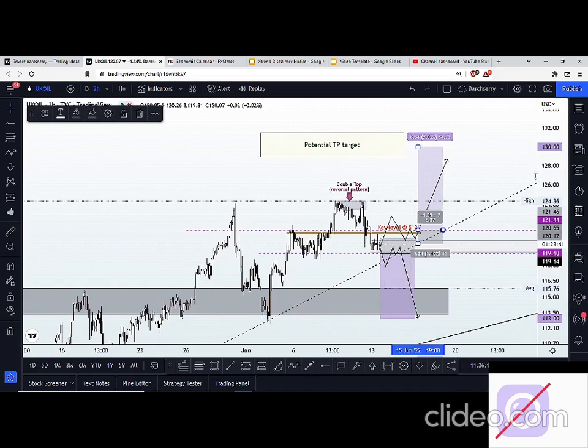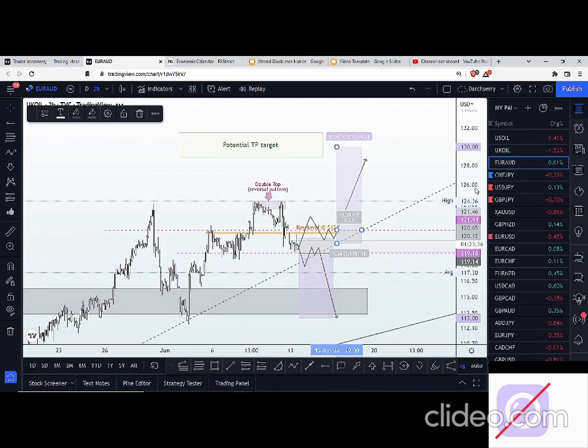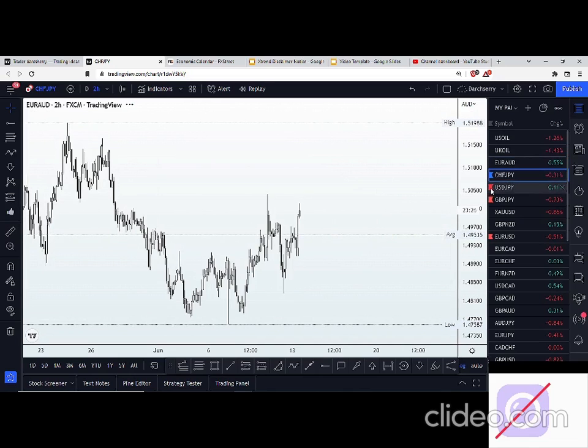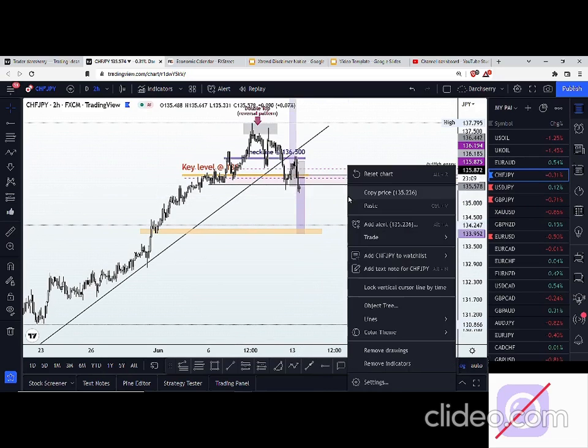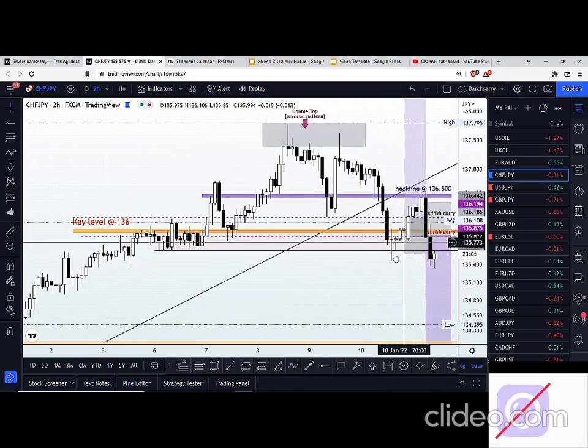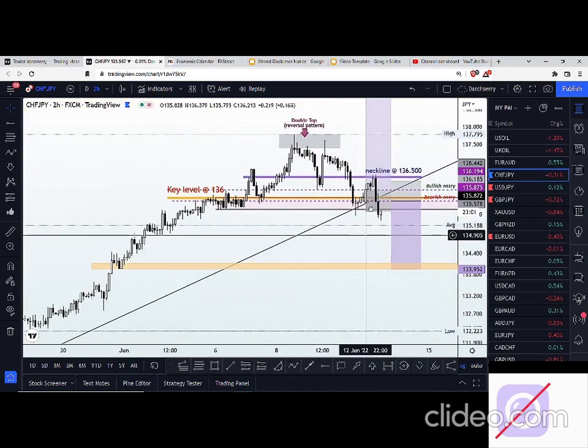Okay, so let's move on to the next pair. So the next pair we'll be having here, I think I have a couple of Euro pairs that I want us to be looking at this week. However, I want us to first of all look at the Japanese yen pairs, as I'm seeing structures that look similar across these pairs at this moment. So the first one we want to be looking at is the CHF-JPY. And on the CHF-JPY, we already have a breakdown of that bullish trend line.